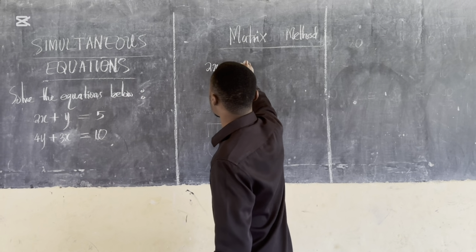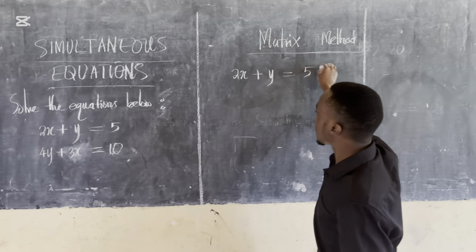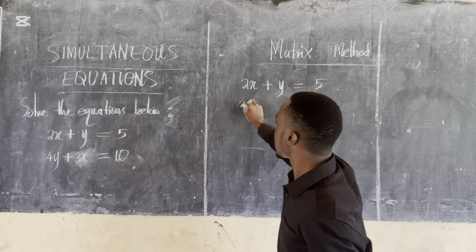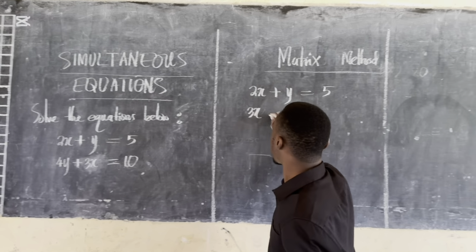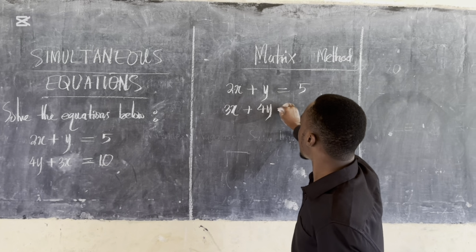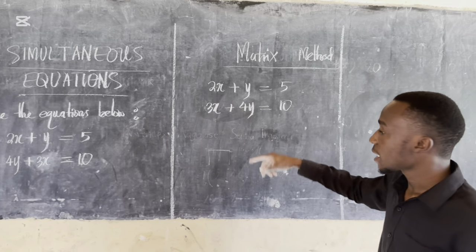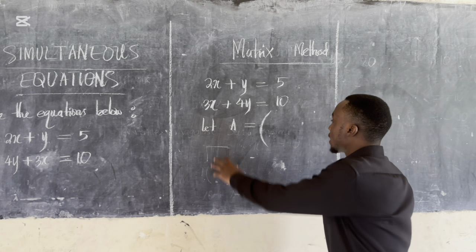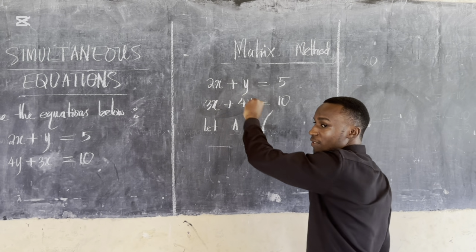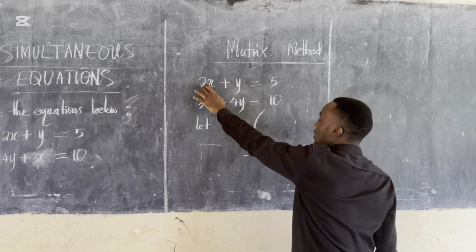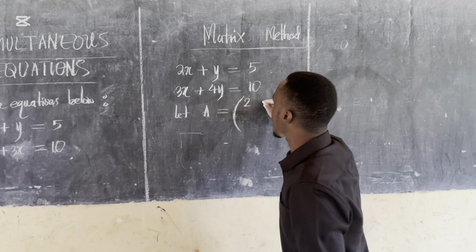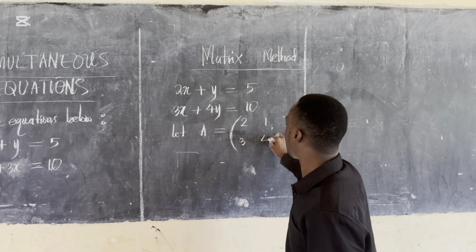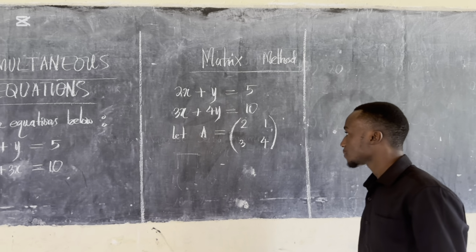Under the matrix method now, we shall first make sure that if my first equation is 2x plus y equal to 5, the second equation also has the x term written first. So this is now 3x plus 4y equal to 10. And from this, I will extract a matrix, which I will call A, of the coefficients of these variables, all of these unknowns. So it will have a 2, a 1, a 3, and a 4. So this is our matrix A.